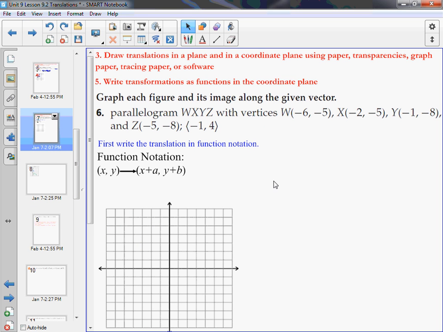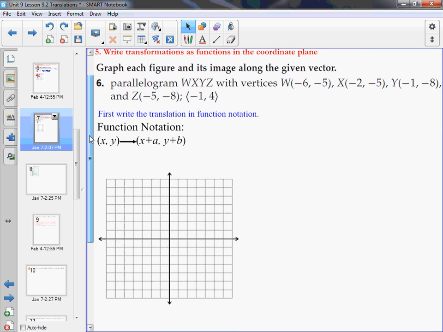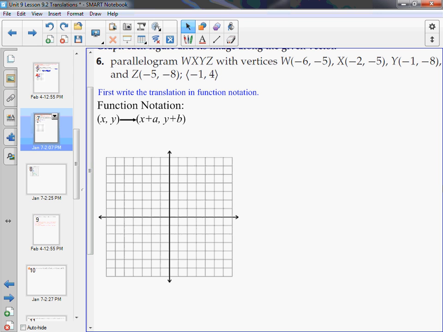All right, do this one. Graph parallelogram WXYZ. And then use that translation vector.